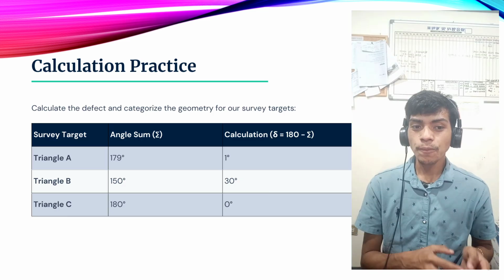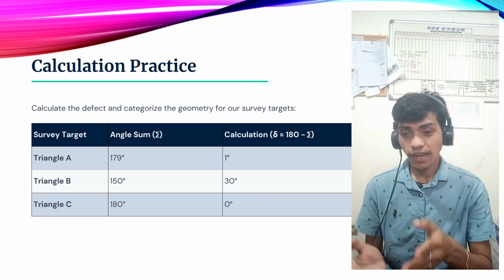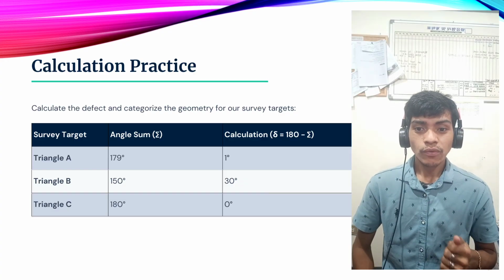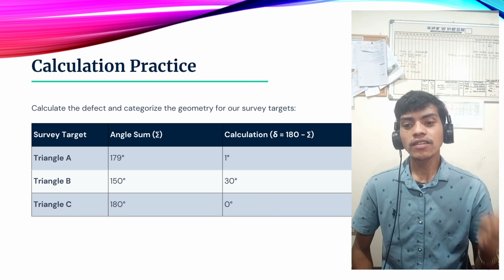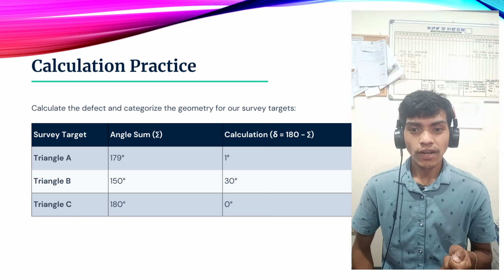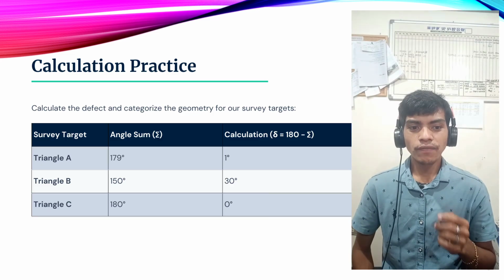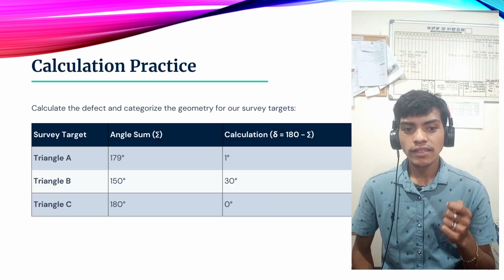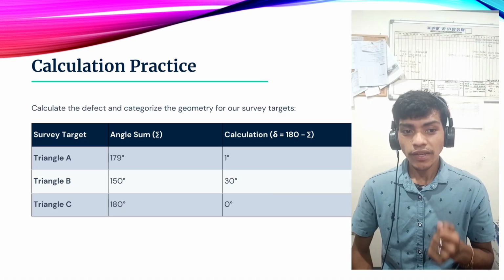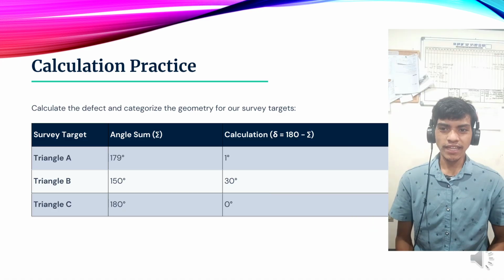Alright, so let's practice that with our survey data from triangle A, triangle B, and triangle C, which is the calculation of 1 degree, 30 degrees, and 0 degrees. However, triangle C is exactly 180 degrees, meaning it is Euclidean, or flat. Understand that? Okay, so let's proceed.